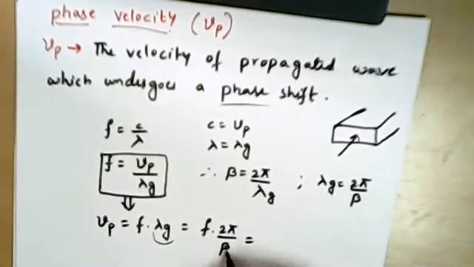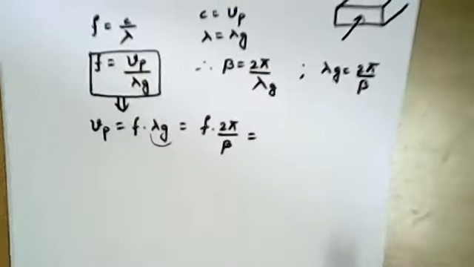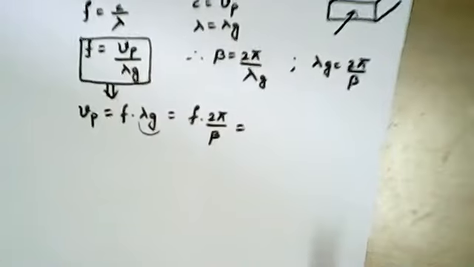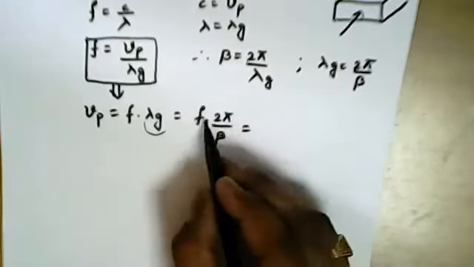Then what is 2 pi F here? You can put it in the chat box, or you can unmute and say it yourself. What is 2 pi F here?